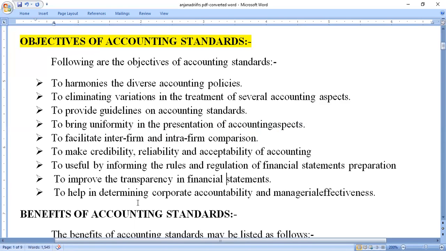The last objective of the accounting standard here is to help in determining corporate accountability and managerial effectiveness. It means the accounting standard also increases the efficiency of the employees while giving the guidelines to each and every employee, accountants, auditors. When they get the guidelines from the accounting standard, they properly and 100% prepare the correct financial statements in a systematic way, which means managerial efficiency also increases. Therefore, accounting standards play a very, very important role in the preparation of financial statements in the organization.